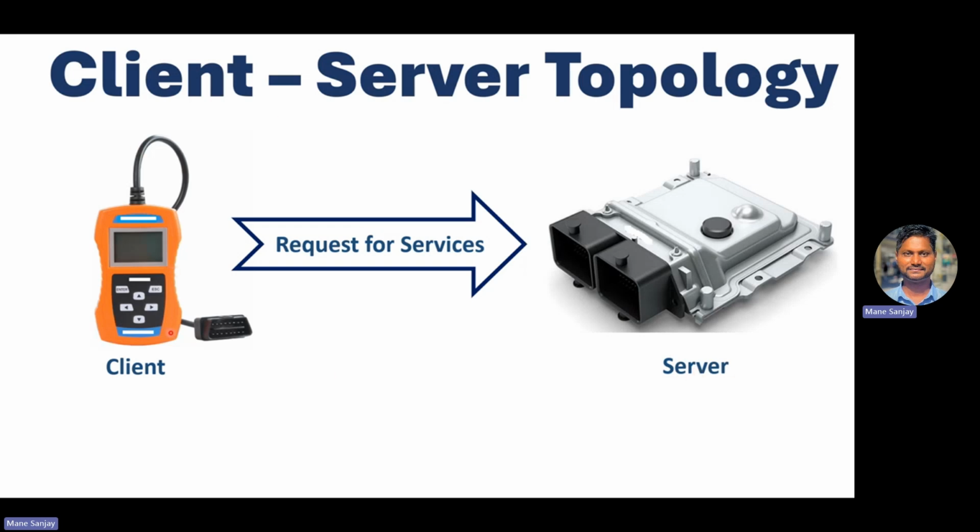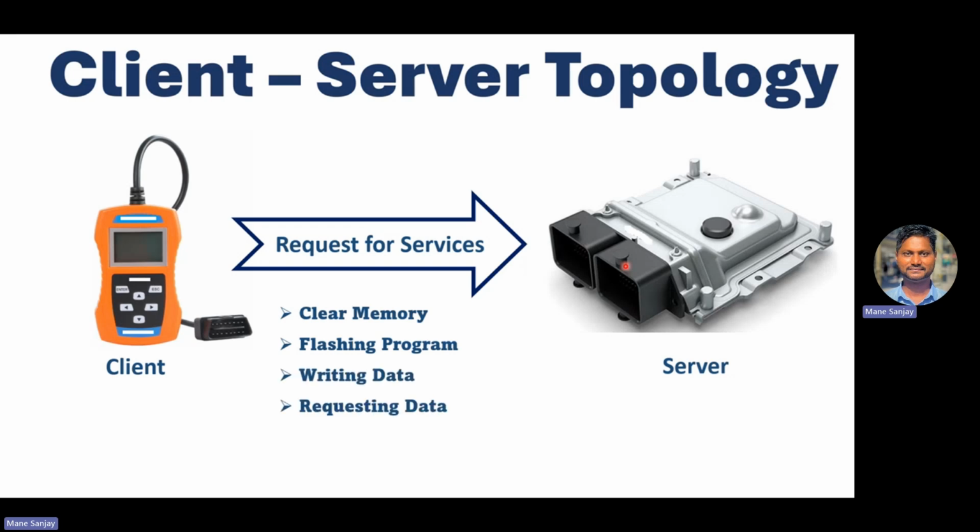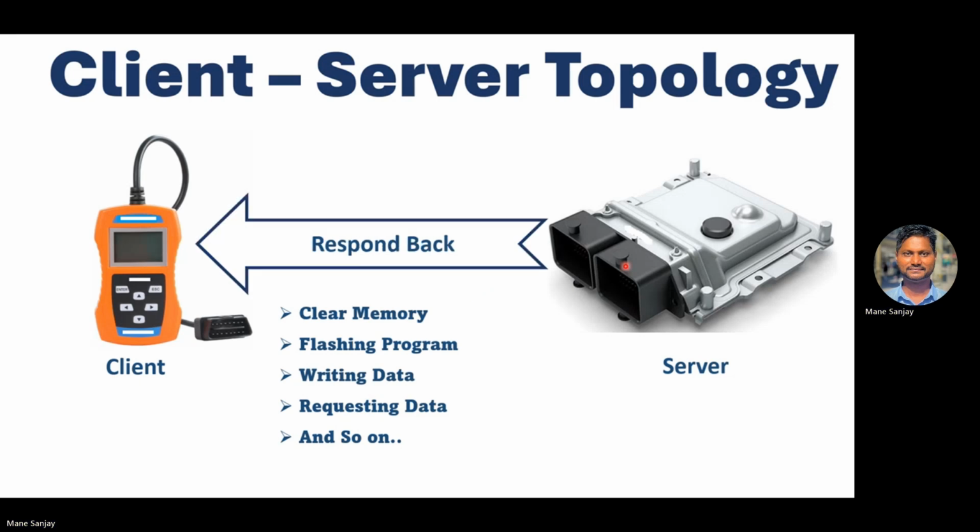That was the client-server topology. Very simple language. This is a tester and this is an ECU. But as it is requesting the server's services, this is called a client and this is called a server. So what are the services this client requests from the server? Clear memory, flashing program, writing data, requesting data, and so on. So many services are requested and so many services are responded to by the server, and everything is implemented in the ECU and defined in the UDS service. And accordingly, the server responds back.